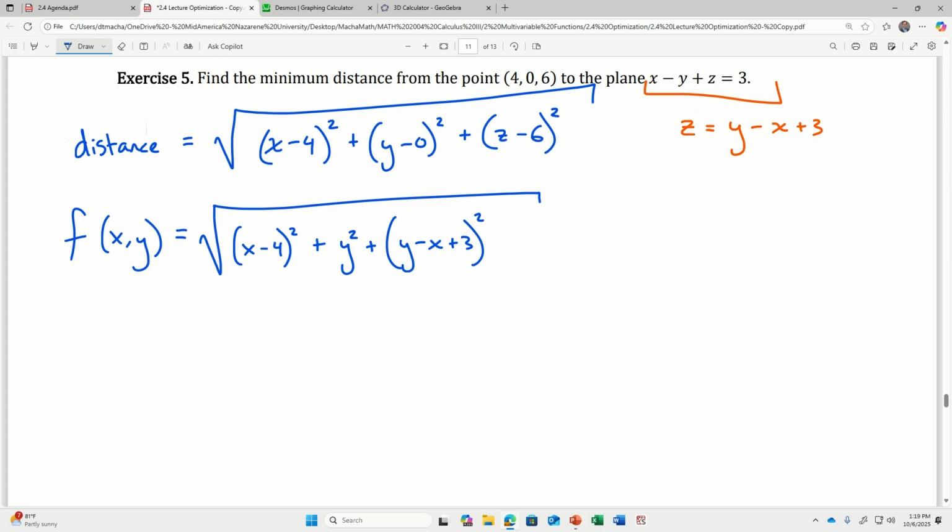Yeah. Did the minus 6 just go over? Sorry, you're right. That should be plus 3 for the z and then minus 6. And so that should actually be negative 3. Thank you, Ben.